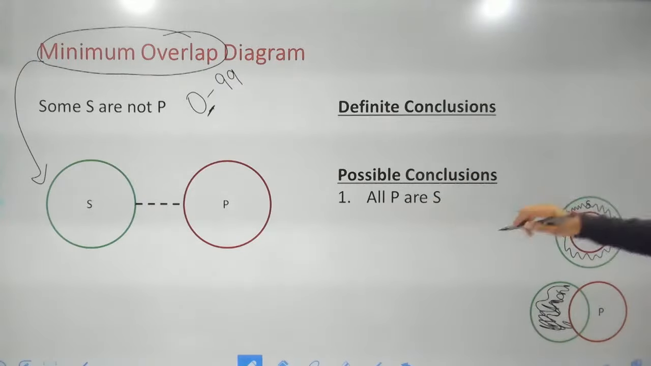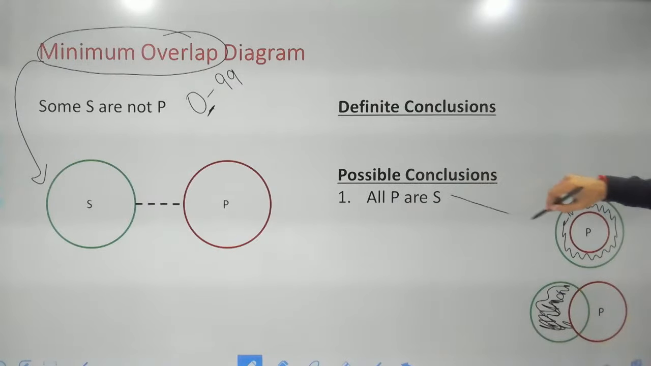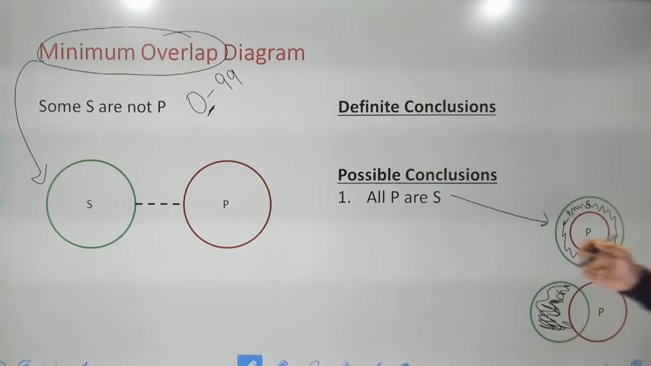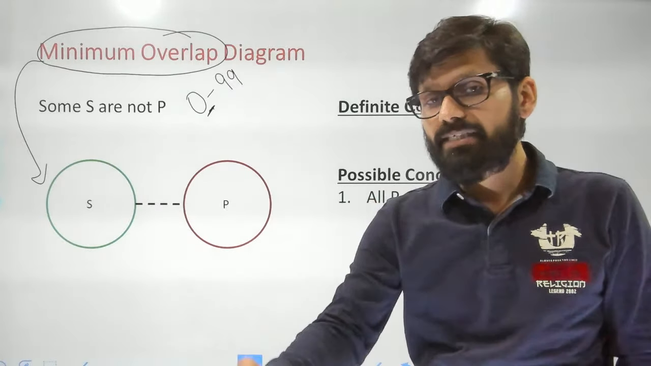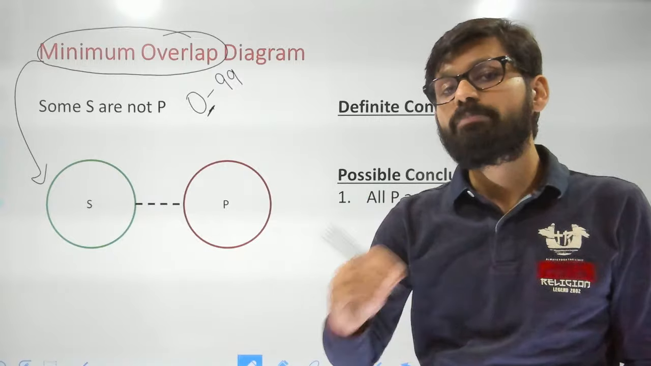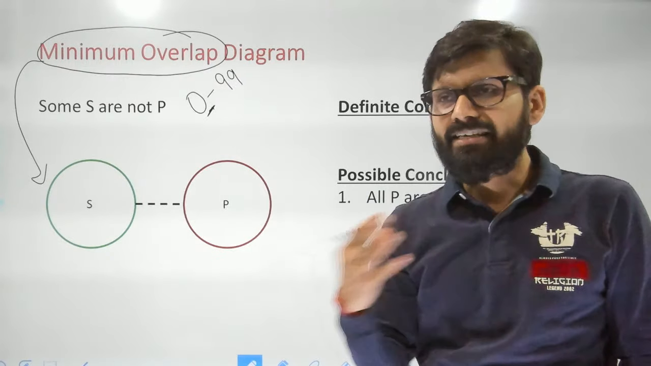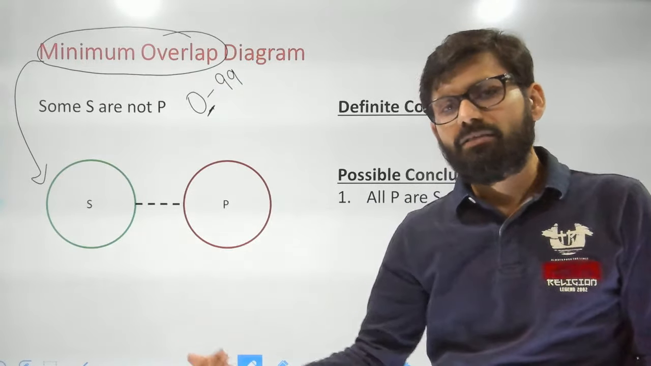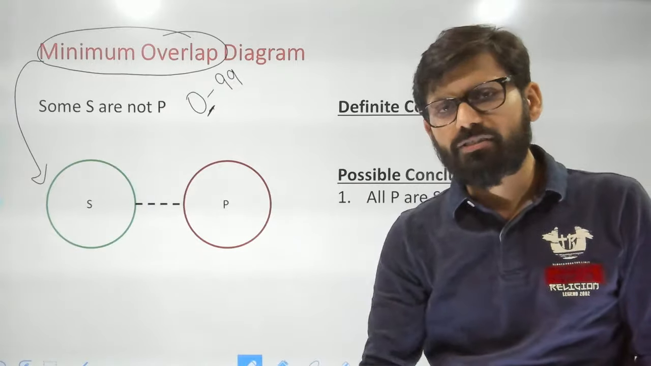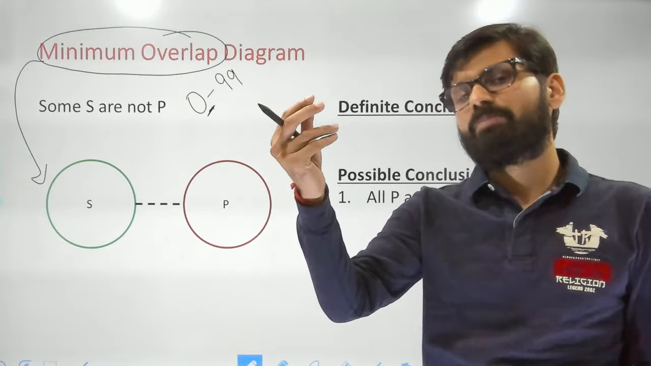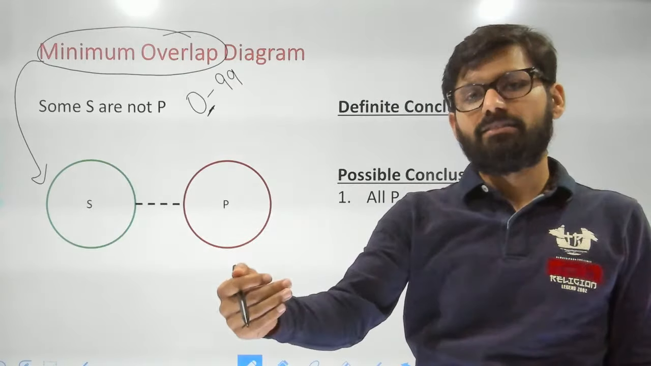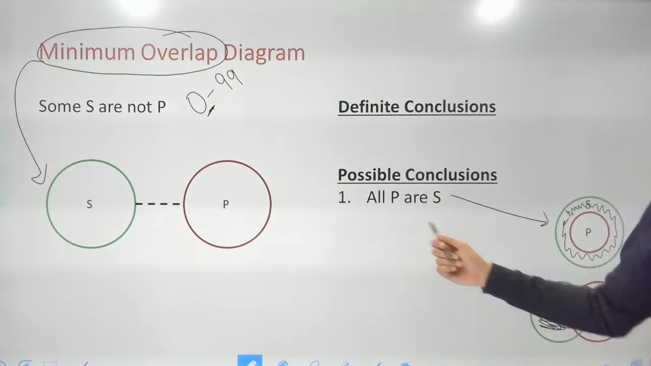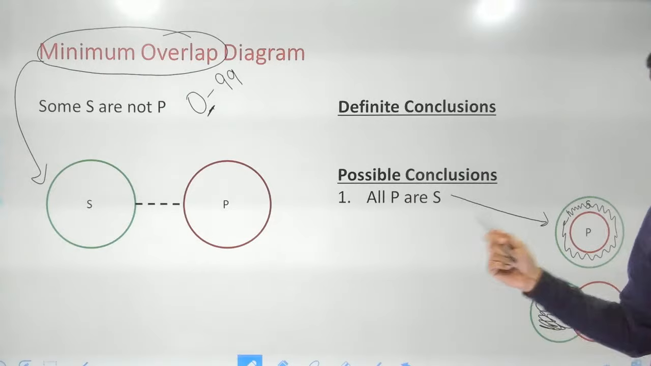Now, let's start with some of the possible conclusions, right? The first one is "All P are S", and you can see "All P are S" in this diagram. तो "Some S are not P" से एक possibility है "All P are S". और यू नो, हैड वी नॉट डन वेन डायग्राम्स, हैड वी नॉट डन सिलॉजिज्म, तो ये थोड़ा imagine कर पाना मुश्किल था कि "Some S are not P" से एक possibility है "All P are S", right? But yes, this is a possibility, right?